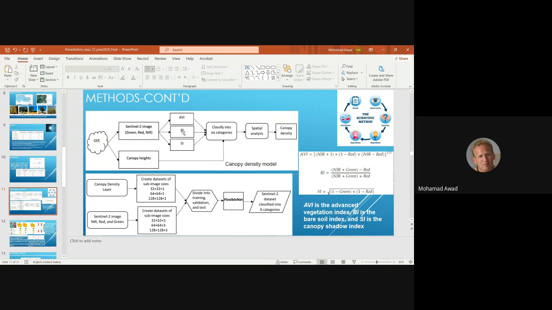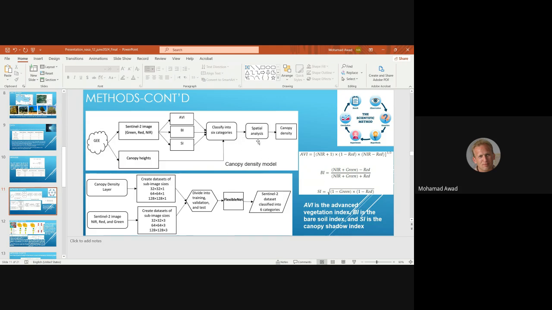the bare soil index, and the canopy shadow index. The equations for computing these are available here. You can see they all use red, near infrared, and the green. So we needed only 3 bands. These 3 bands have the same resolution, 10 meter. After classifying all these layers into 6 categories, we created the canopy density model.